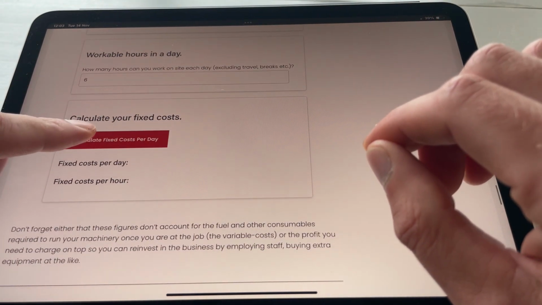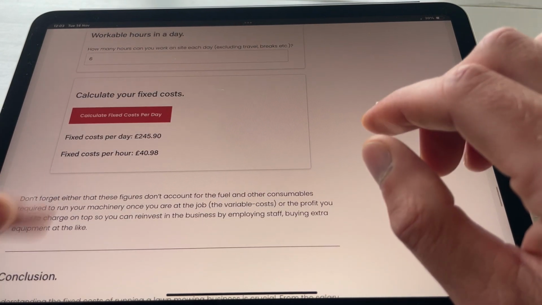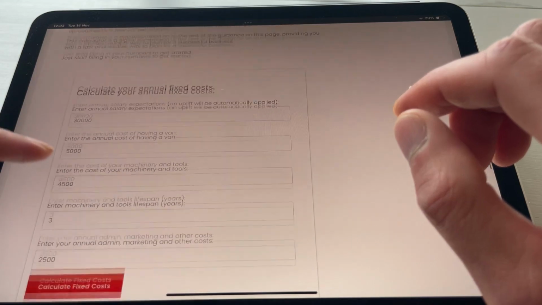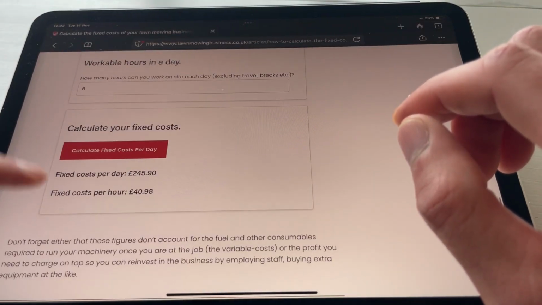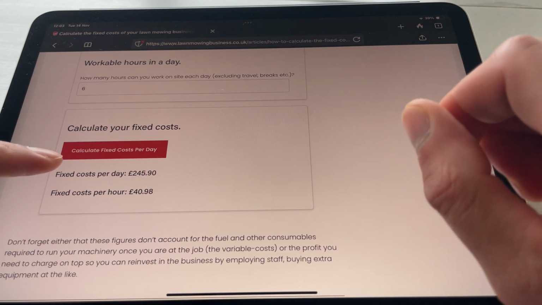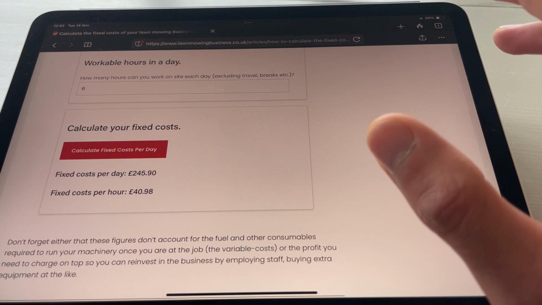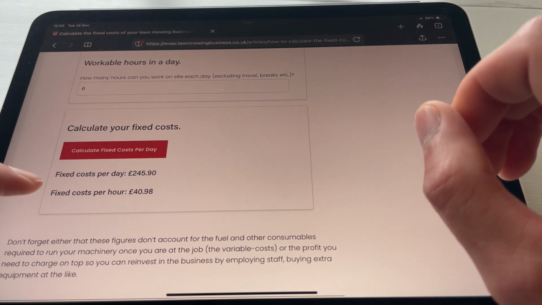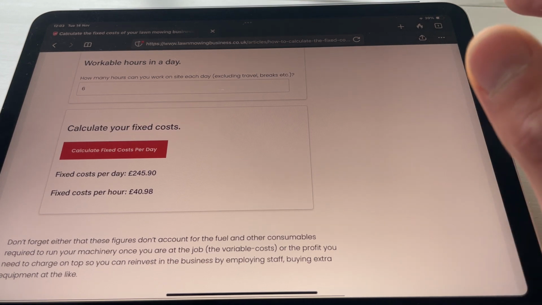And then here we go, calculate my fixed costs per day. So that means that with our £45,000 of total annual costs, it means that the fixed cost per day is £245. That's how much it costs us to have the doors open for the business. And it means that the fixed costs per hour are £40, £40.98.